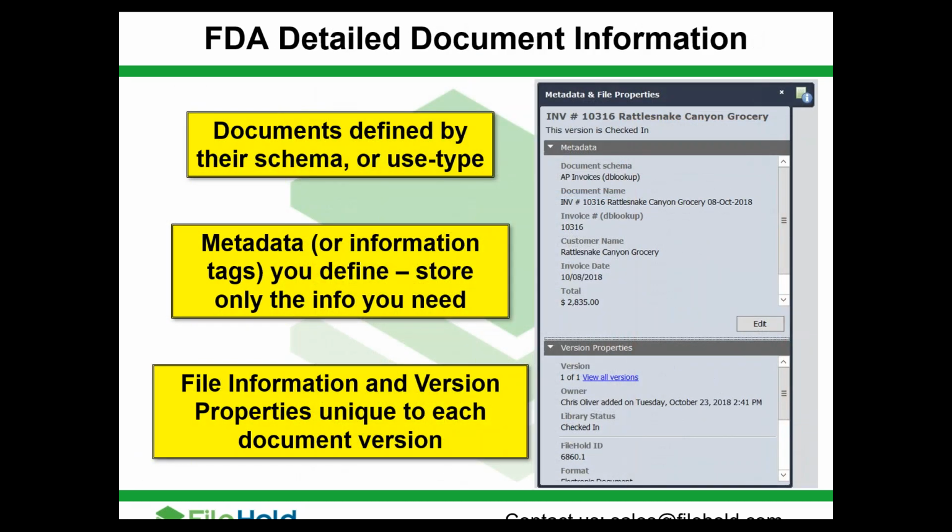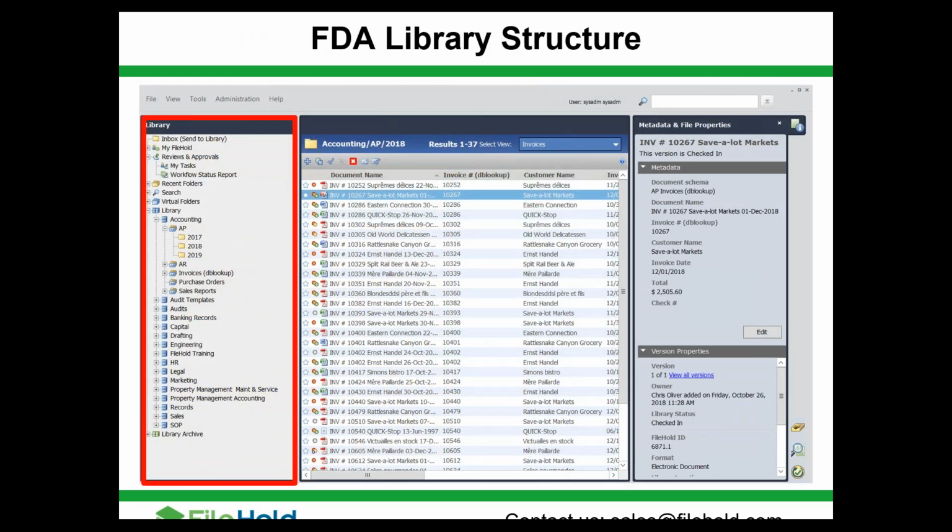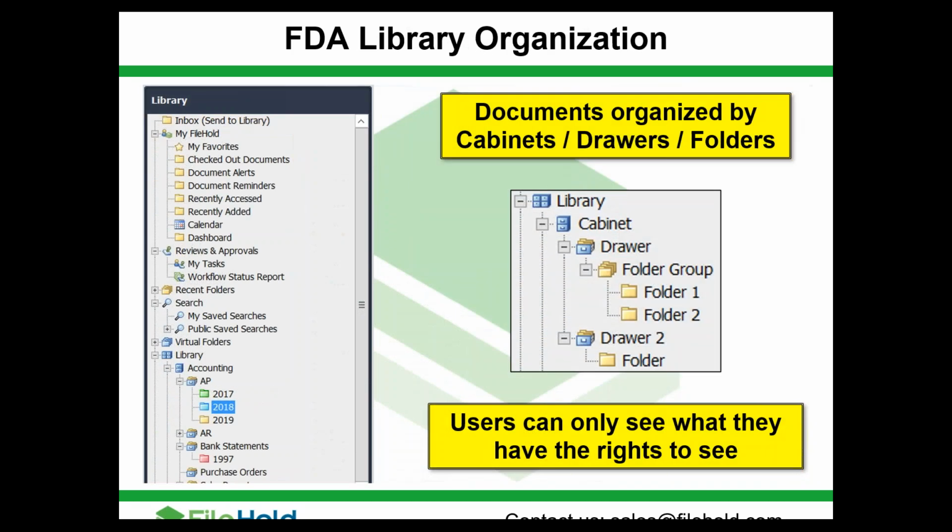Moving on over to the right side of the screen, this is our metadata pane, which shows the key search fields when searching for a specific document. And now moving over to the left side of the screen, this is our document library structure, which is very similar to Windows Explorer, where documents can be filed away in cabinets, drawers, and folders.